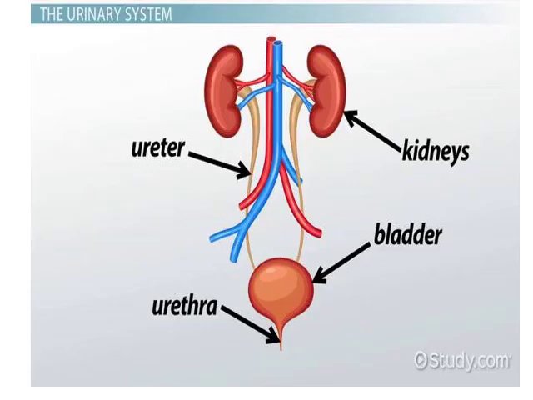Urethra opens at the penis. Urinary system: the urinary system has two kidneys, ureters, a bladder, and urethra.